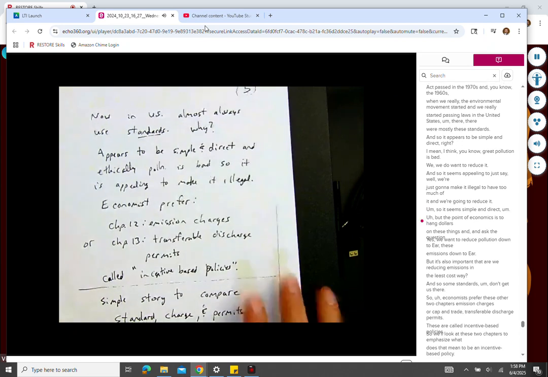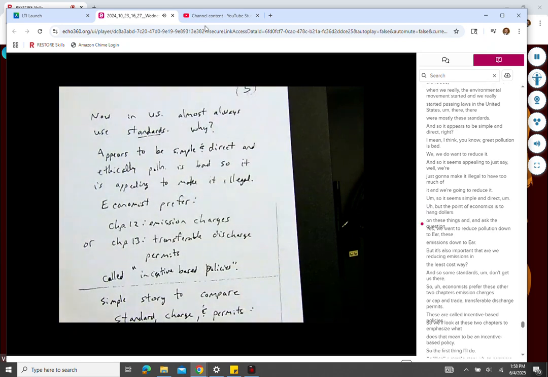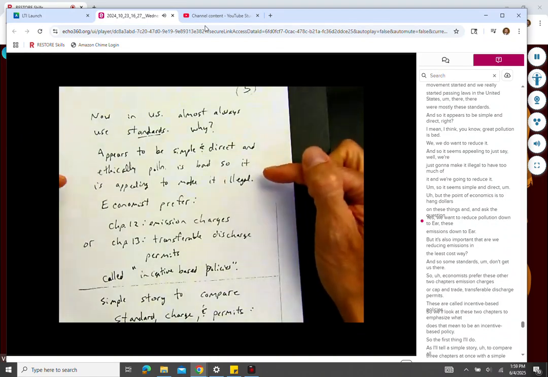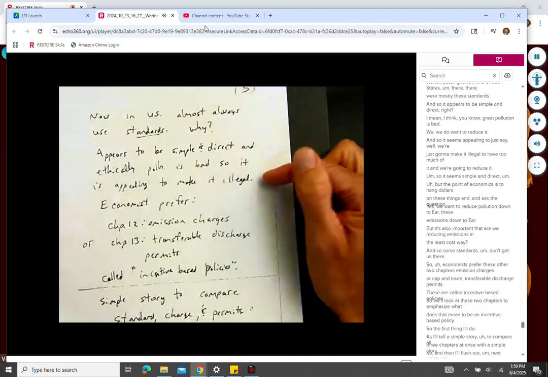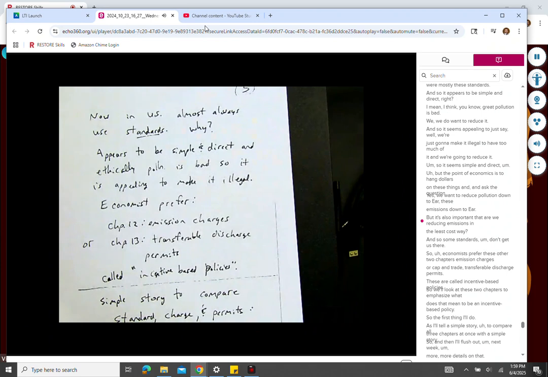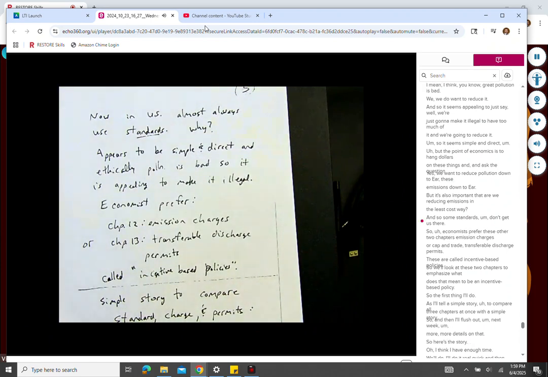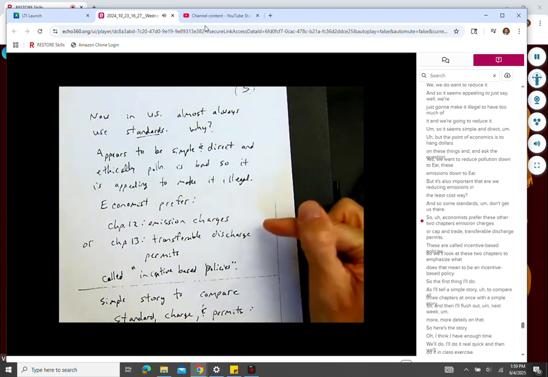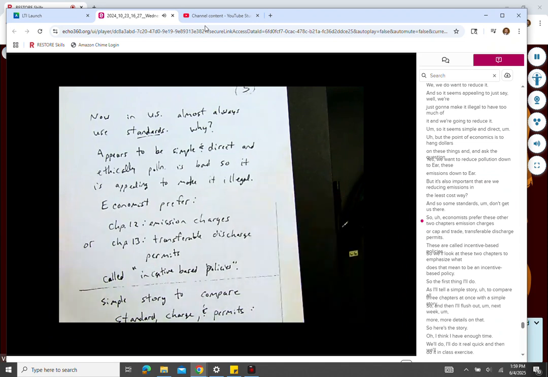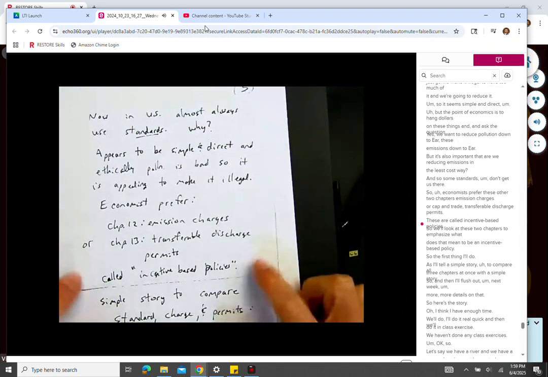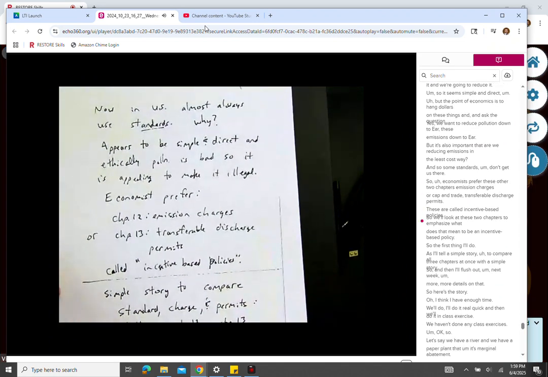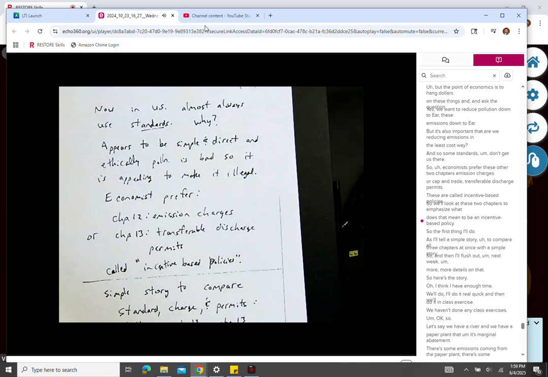But the point of economics is to hang dollars on these things and ask the question, yes, we want to reduce pollution down to E star, these emissions down to E star. But it's also important that we're reducing emissions in the least cost way. And so some standards don't get us there. So economists prefer these other two chapters, emission charges or cap and trade, transferable discharge permits. These are called incentive-based policies. So we'll look at these two chapters to emphasize what it means to be an incentive-based policy.